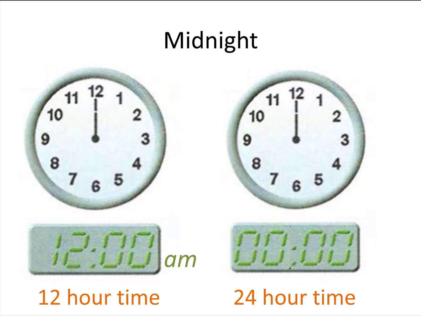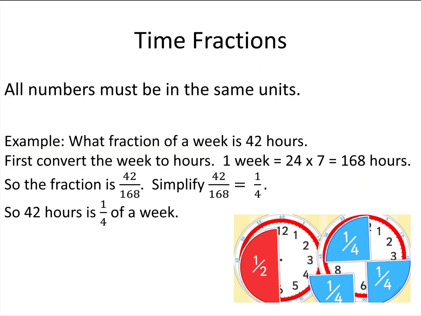Time fractions. When we look at fractions of time, all numbers must be in the same units, and then they work as any other fraction. So for example, what fraction of a week is 42 hours? First, convert the week to hours. 1 week is 24 times 7 because there's 24 hours in a day and there's 7 days. So I've got 24 lots of 7, which is 168 hours. So the fraction is what amount we're talking about over the total, which is 42 out of 168. I then simplify, which will give 1/4. So 42 hours is 1/4 of a week.